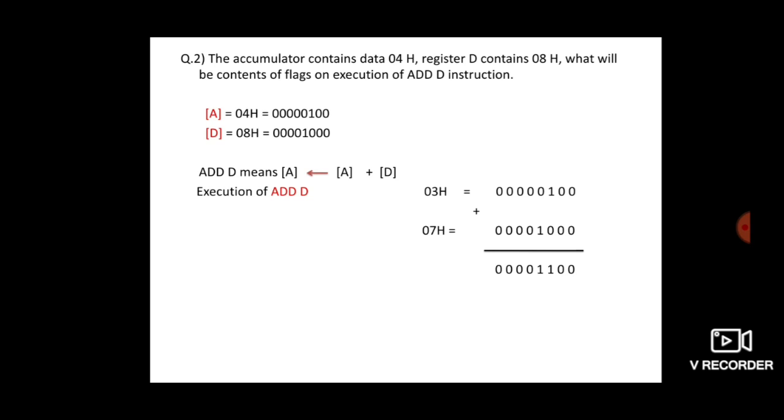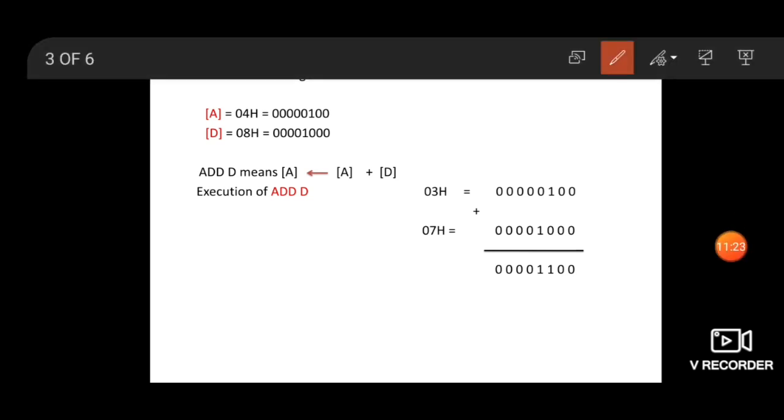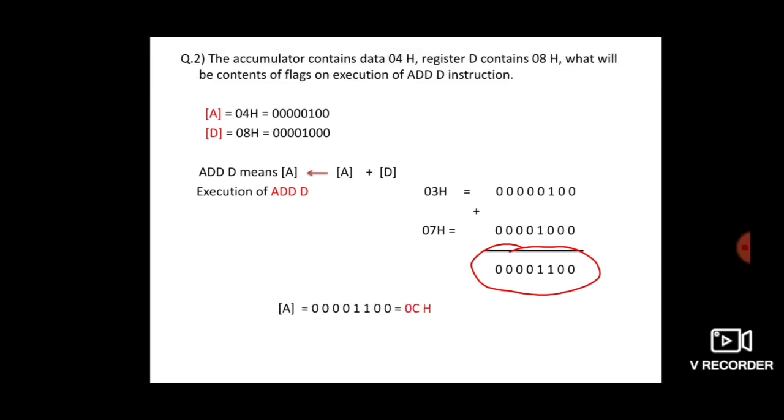This value is stored where? Stored in the accumulator. See, then the accumulator stores 0CH, since the value of 1100 is C. Okay, so the accumulator contains 0C. This is the result in the accumulator after addition. Student, listen properly. This value is not the flag contents. This value is the result after the addition.